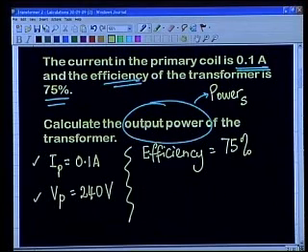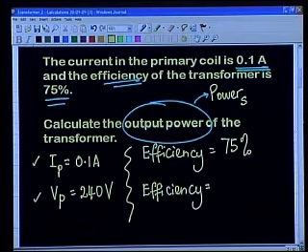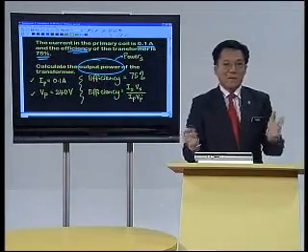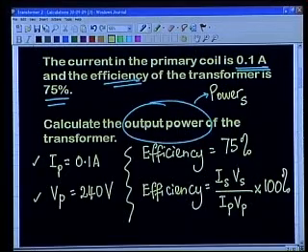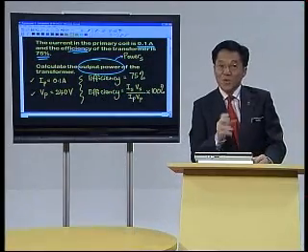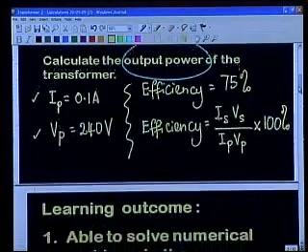Now we make use of the formula and put all this in. Alright, so the formula says efficiency is equal to, what do we have? ISVS divided by IPVP, or you can put VP, IP, any way around is okay, it's the same, multiplied by 100%. So this is the equation that we are going to solve, and from here we can work out the answer. Okay, let's proceed.